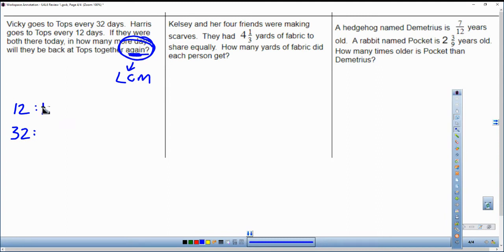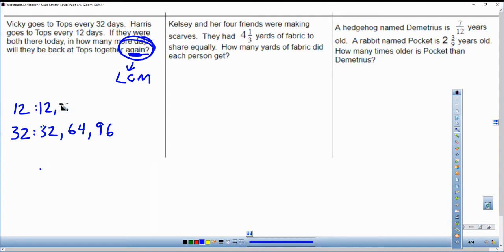So I'm going to count by 32s first, actually. I said 12. 32 would be the first one. Pardon. And then 64. And then 96. I'm going to stop there. It might not be one of these, but I'm going to stop there for now.